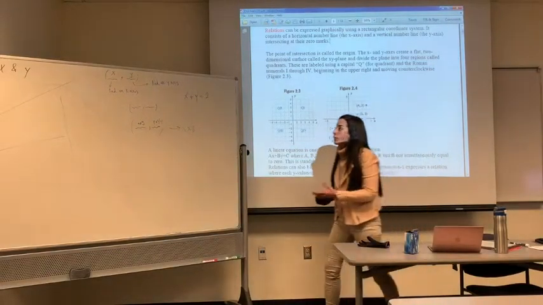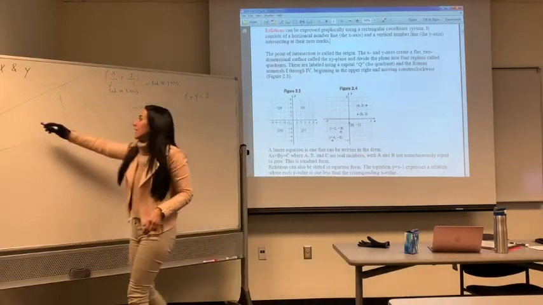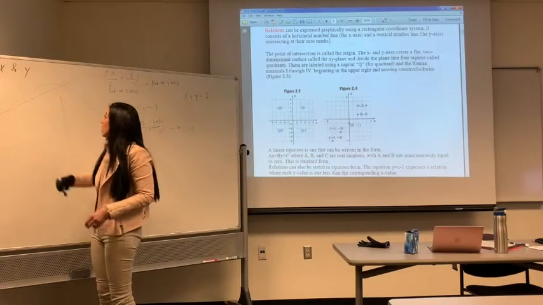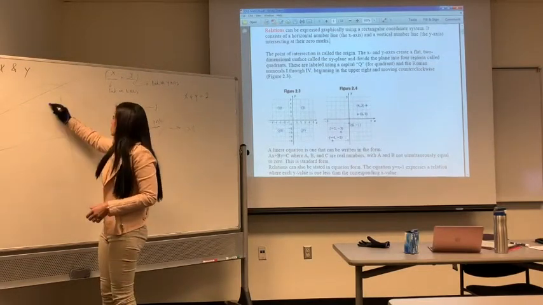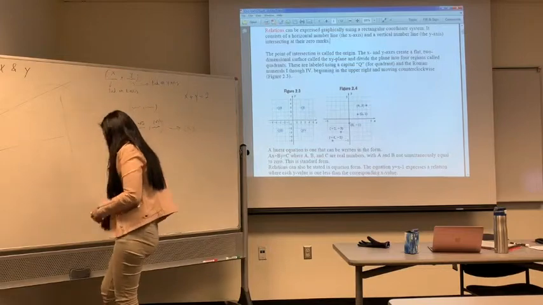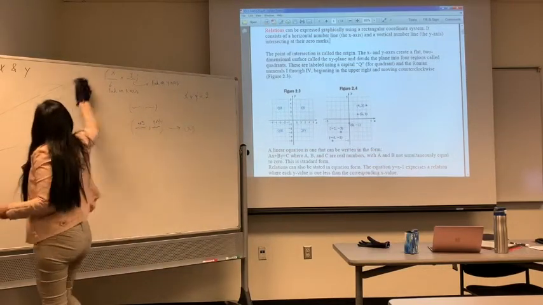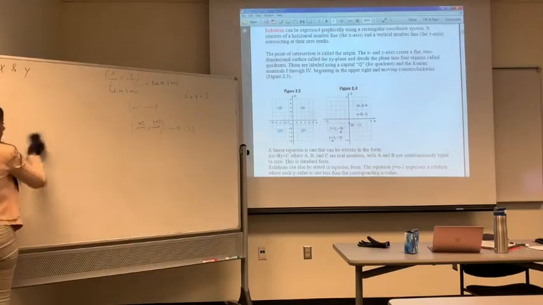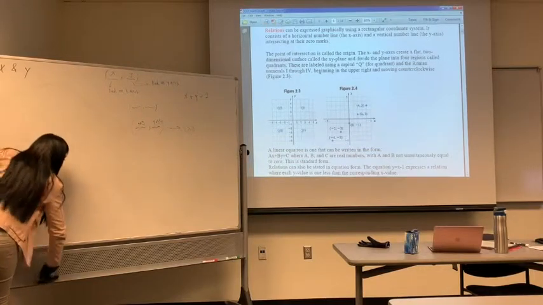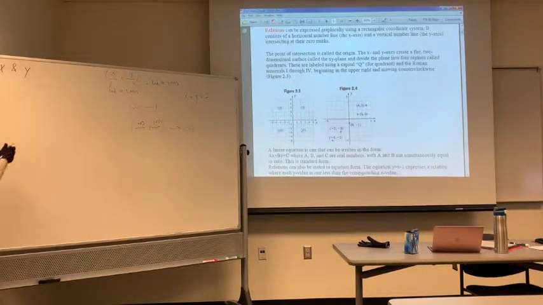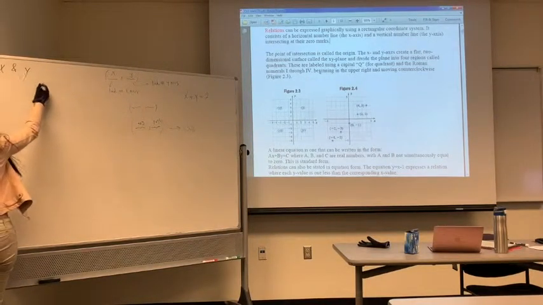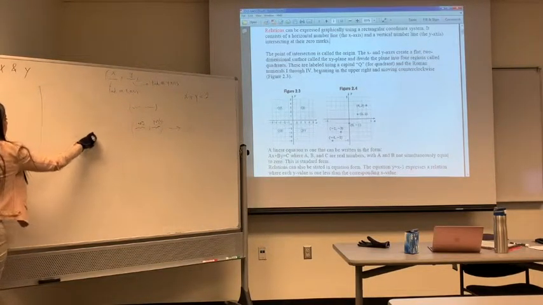So now, how can we draw this kind of graph in the xy plane? To be able to draw a linear relation in the xy plane, we need some ordered pairs. So, we will have an xy plane like this.